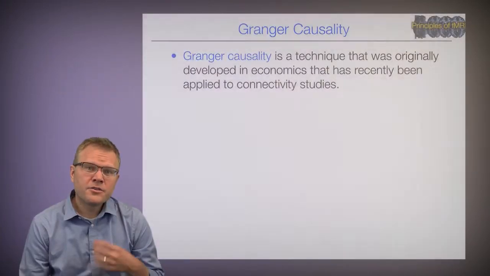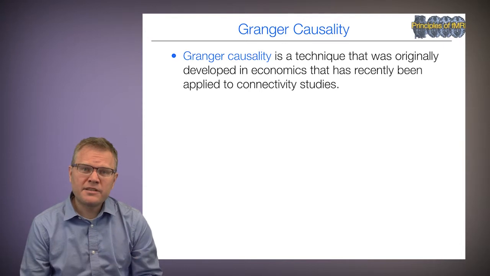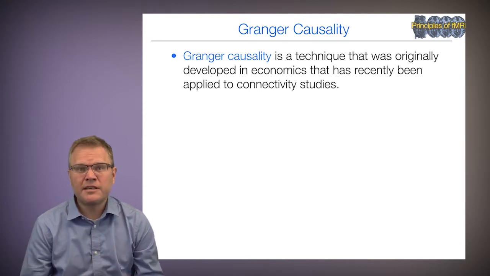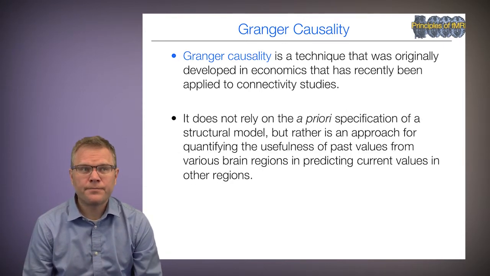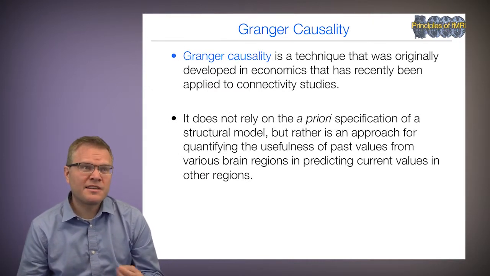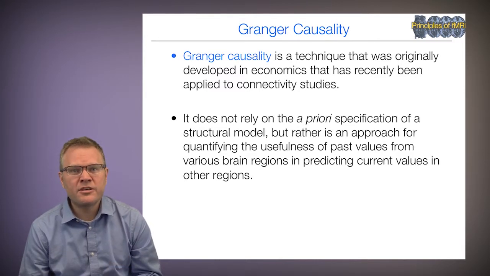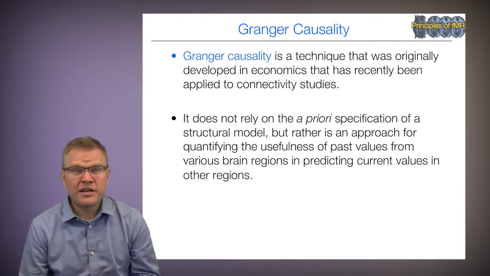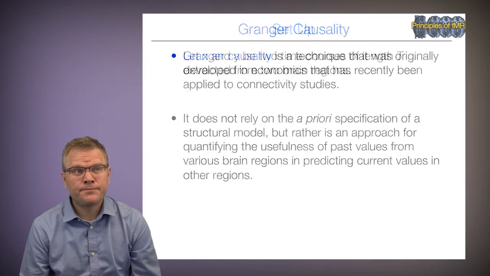So in the previous module, we talked a little bit about the mathematical details behind dynamic causal modeling, or DCM. In this module, we're going to do the same thing for Granger causality. Granger causality is a technique that was originally developed in the econometrics literature, but has recently been applied to neuroimaging as well. It's a little bit different from dynamic causal models, and it doesn't rely on an a priori specification of a structural model, but rather it's an approach for quantifying the usefulness of past values from various brain regions in predicting current values in other regions.